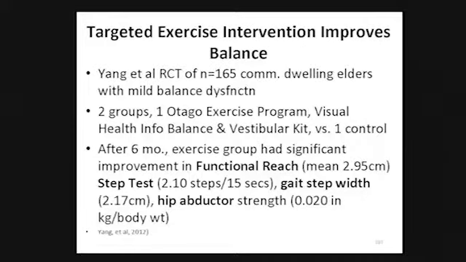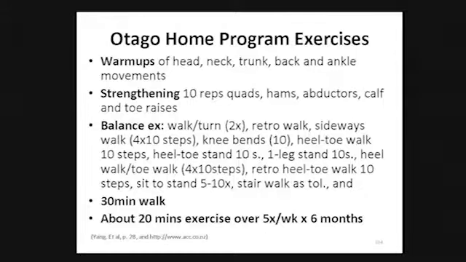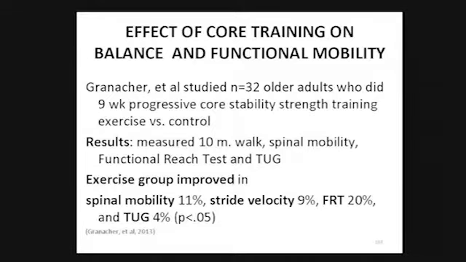So targeted exercise. There's a special exercise program that's copyrighted called the Otago Exercise Program that includes education and visual information, a vestibular kit, and they compared the Otago program to a control. They said, well, after 6 months, the exercise group, the Otago program, had significant improvement in the functional reach, the step test, gait width, and hip abductor strength compared to the control group. What did it consist of? I've listed some of the activities in the Otago program. Again, you could read this on your own or just Google the Otago exercise program online. It includes also a 30-minute walk and about 20 minutes of exercise done 5 times a week for a period of 6 months.